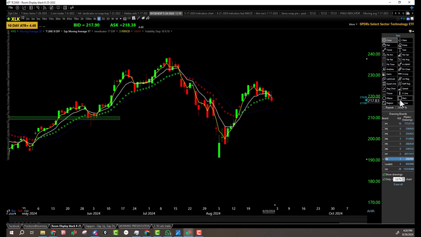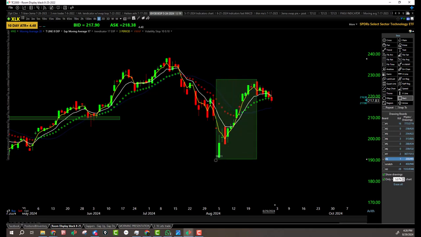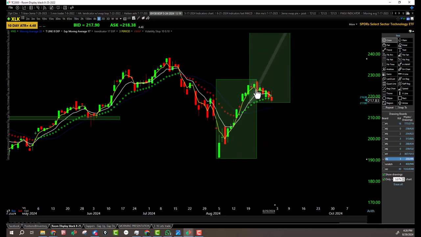Let's take a look at XLK. Same deal, we're going to look at that. Now, I don't know if it goes this low because this was all funky and wonky here. But anyways, we'll do it like this. And this one goes much higher.